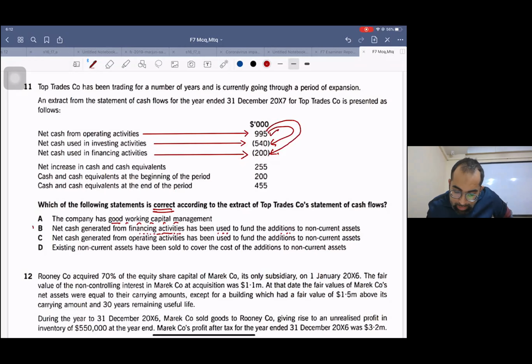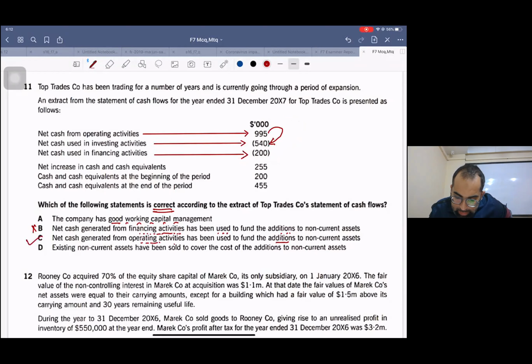Now see, net cash generated from operating activities, yes, you have generated cash from operating activities. Net cash generated from operating activities has been used to fund the additions, yes, this is totally possible. This 995 is used in here. Yes, this is a clear possibility, this is obviously correct.